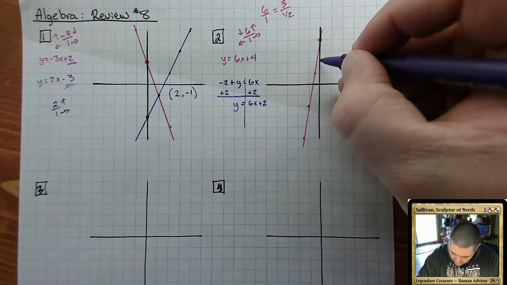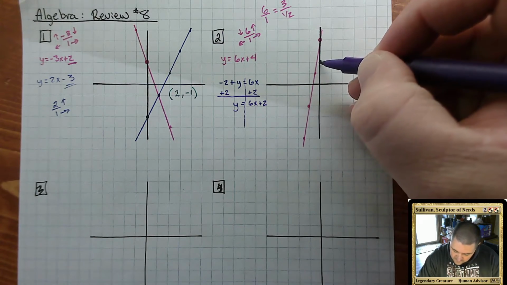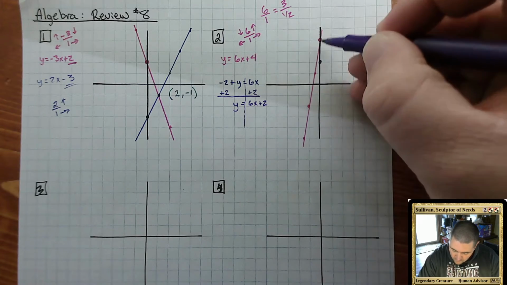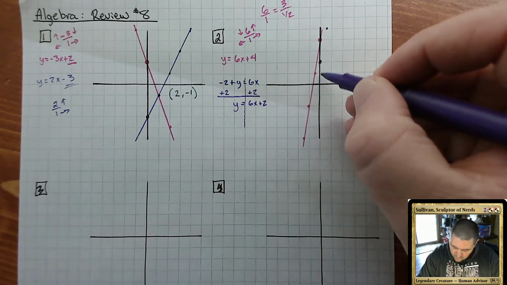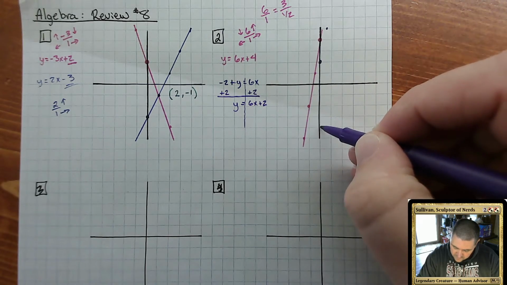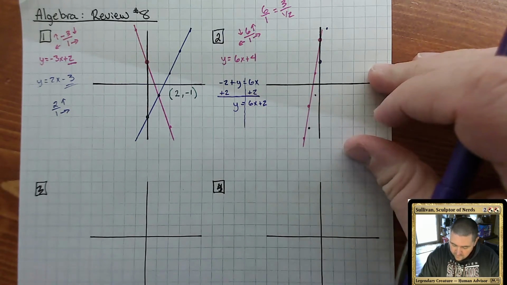And start at 2. Slope of 6 again. So up 6 over 1, or up 3 over a half, like we were doing. Down 1, 2, 3, 4, 5, 6 over 1, or down 3 over a half.